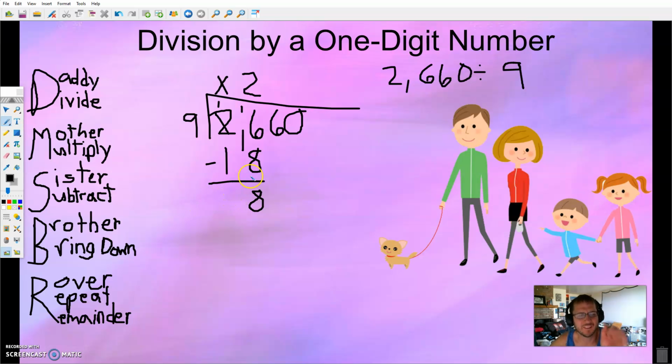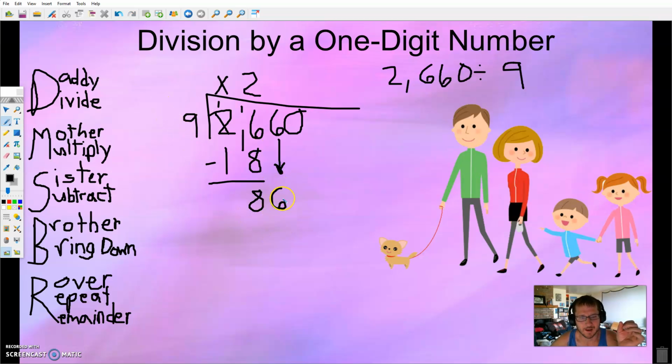Okay, now technically what you're doing here is subtracting 1,800 so that I end up bringing down the 60. So 2,660 subtract 1,800 gives me 860. Ultimately, it eases us to not put in those zeros. It's a few less steps if we just take all that out and move to our step brother bring down, where I'm going to bring down that 6.